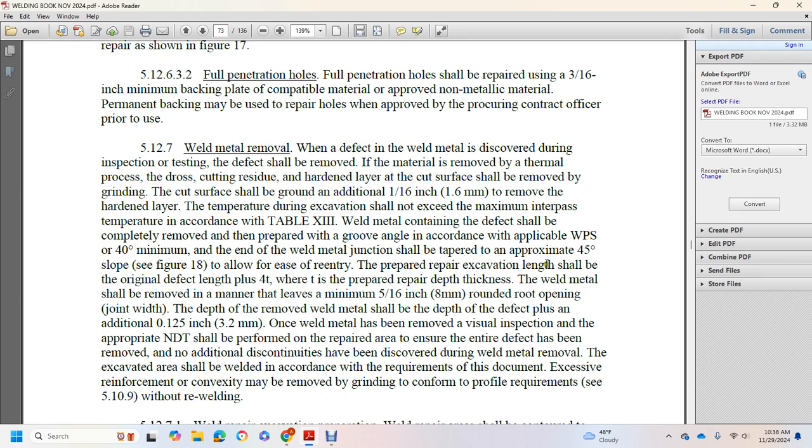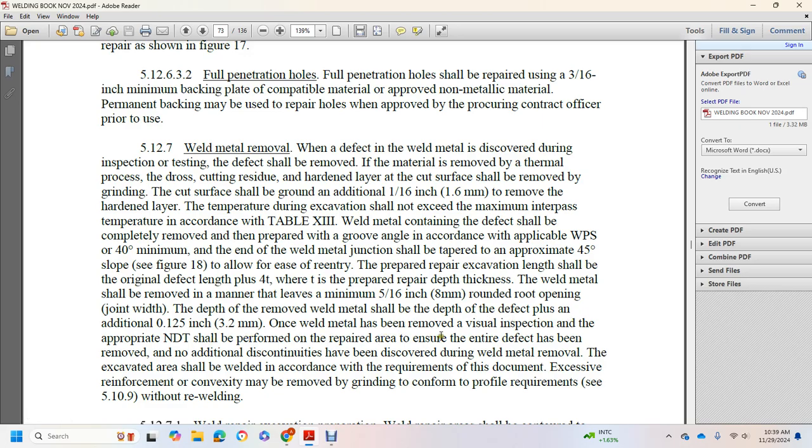The prepared repair excavation length shall be the original defect length plus four times the thickness, whether the thickness is the repair depth or thickness. Weld material shall be removed in a manner that leaves a 5/16 of an inch round root opening or joint width. The depth of the weld removal shall be the depth of the defect plus an additional 1/8 of an inch.